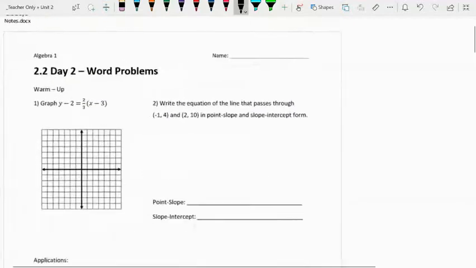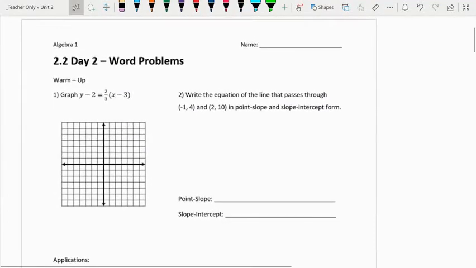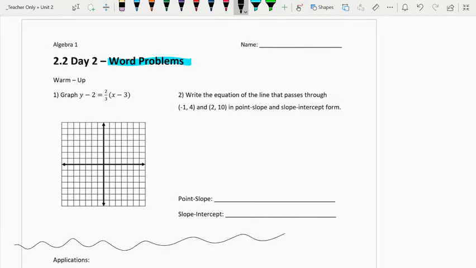So we're going to look at 2.2 day 2 word problems right now. And so today, obviously, with it being day 2, our focus is word problems. But we're going to go ahead and do this first part, numbers 1 and 2, as a warm up. So go ahead and pause the video and work on that one for me, please.